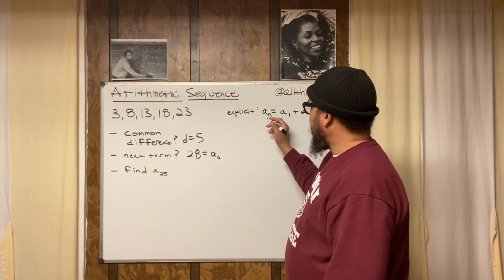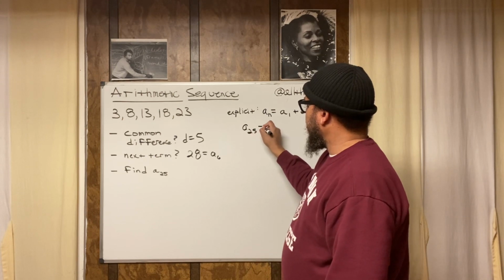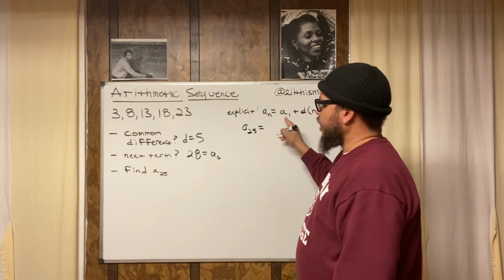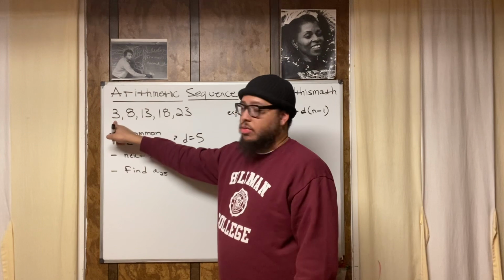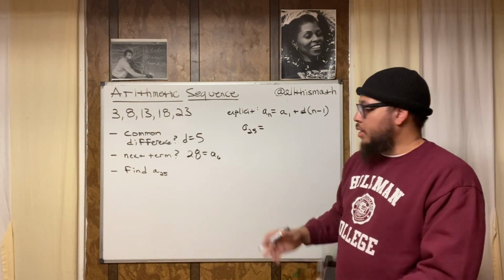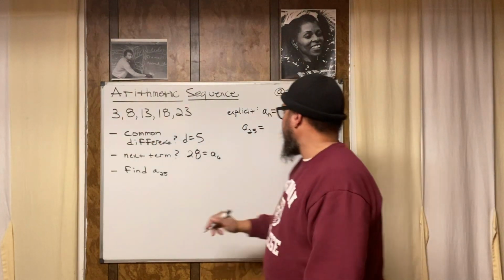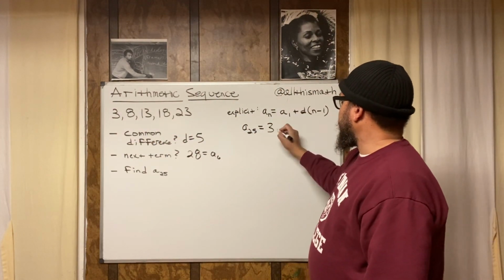So we're going to change a sub n to a sub 25, write your equal sign. What's a sub 1? A sub 1 is 3. So in this formula, we're going to replace a sub 1 with the number 3, because this is the first number. A sub 1 is the first number, which is 3. Then you put your plus sign.